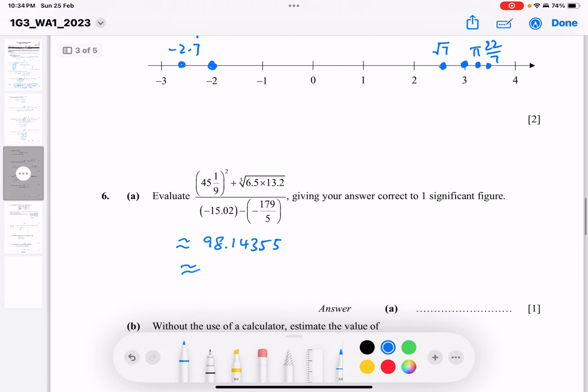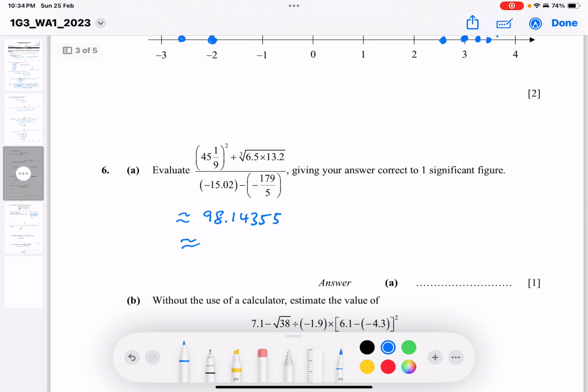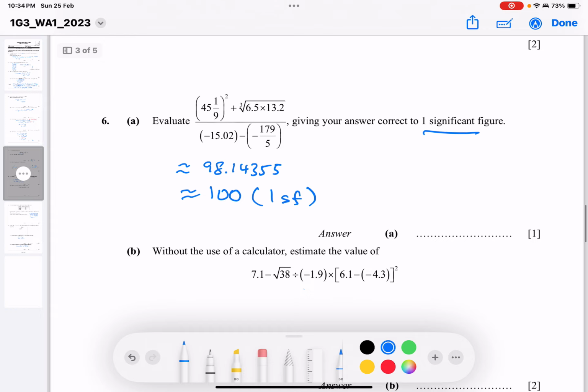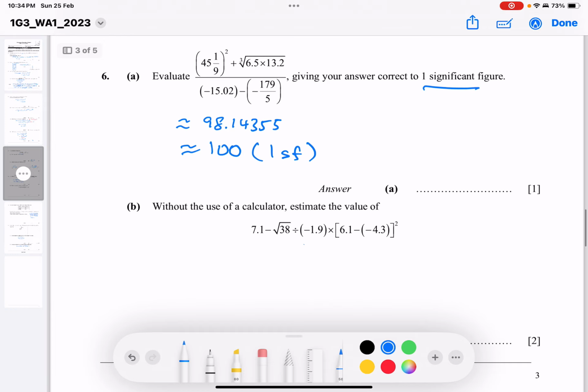In number 6, we can use the calculator and obtain this value, 98.14355, rounded to one significant figure, that is 100. And for 6b, we have to estimate the number.